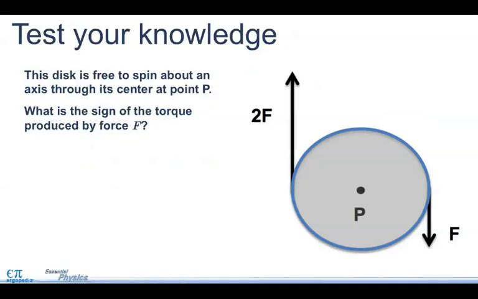Consider the disk subjected to two forces. Think about the sign of torque for both of these forces. What is the sign of the torque produced by the force labeled F? Pause the playback to think about the answer. Well, this force is trying to make the disk turn in the clockwise direction, which is negative. Therefore, the torque that it produces is negative.